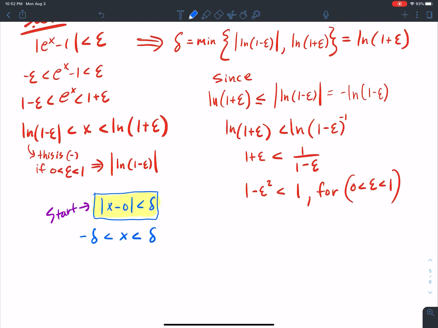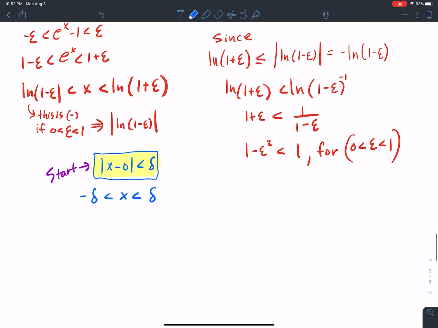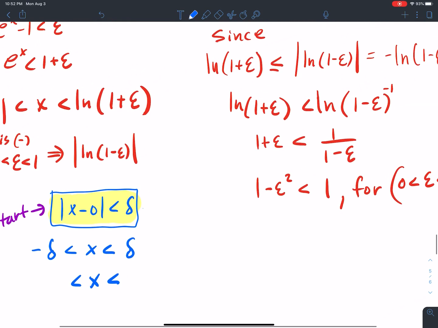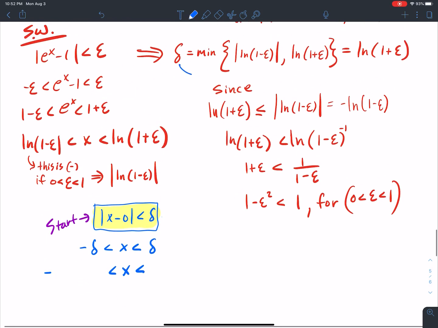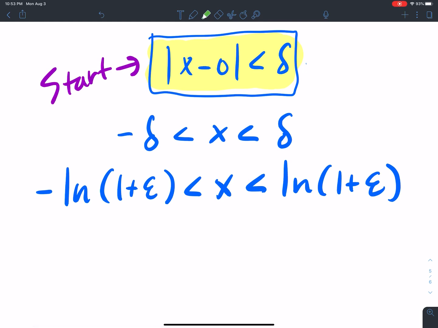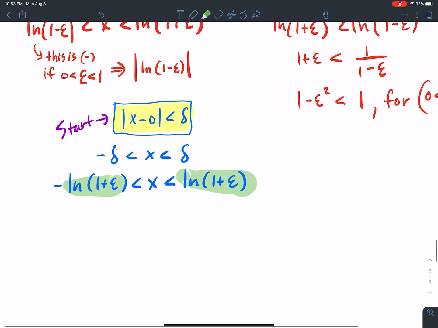Well, what do we have here? We have the definition of absolute value. Delta is equal to what? Delta equals natural log of 1 plus epsilon. So I have a 1 plus epsilon and a 1 plus epsilon and negative natural log over here.